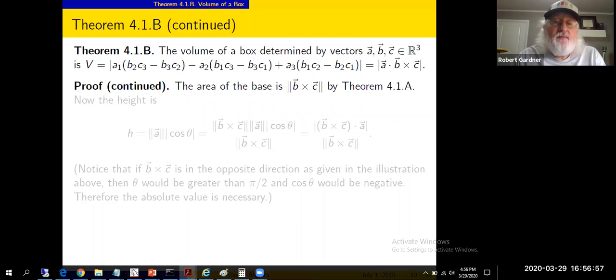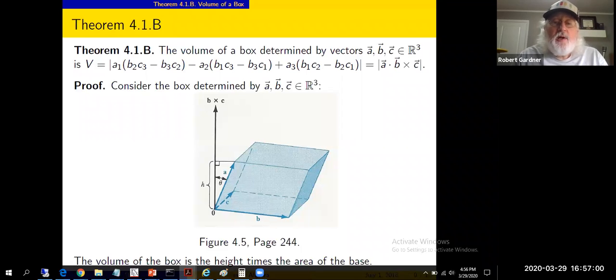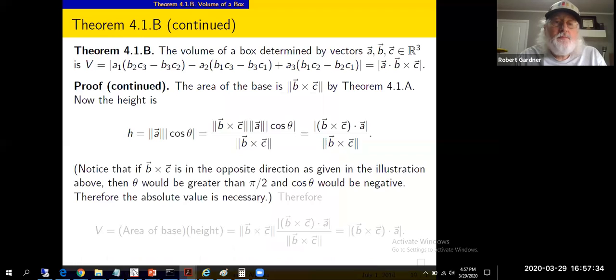So I'm going to need to bounce back and forth. This height, let's call it H. How are you going to determine that? Well, here's a little right triangle. It has the desired height as the side adjacent to angle theta, and it has hypotenuse, the magnitude of vector A. So adjacent over hypotenuse reminds me of cosine. Cosine of theta would be H over the magnitude of A, or H is the magnitude of A times the cosine of theta.